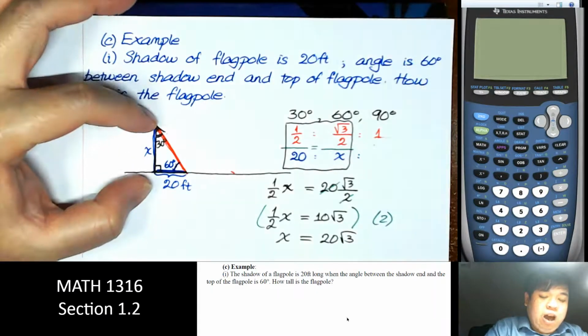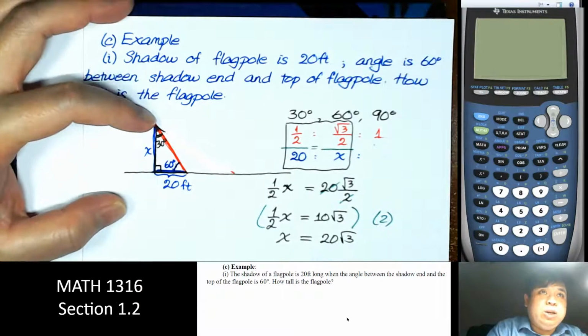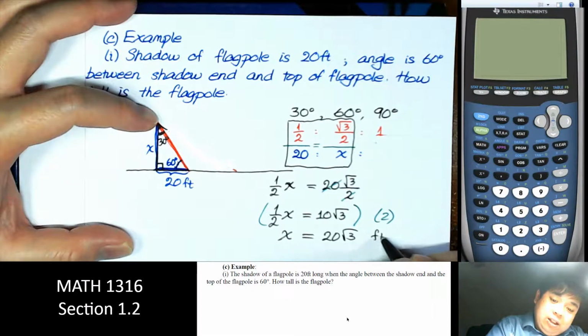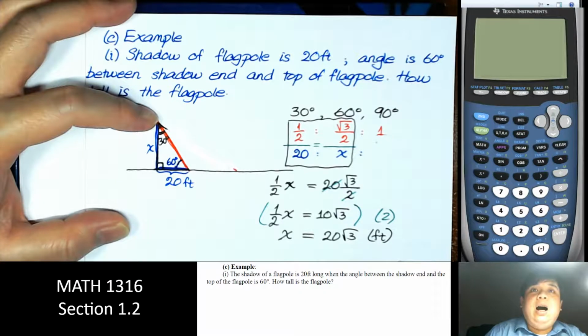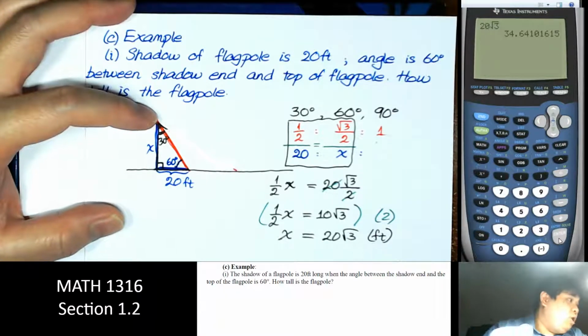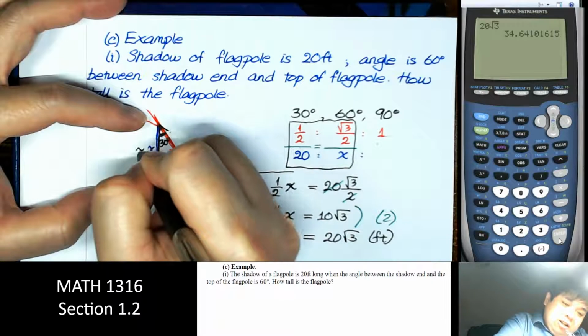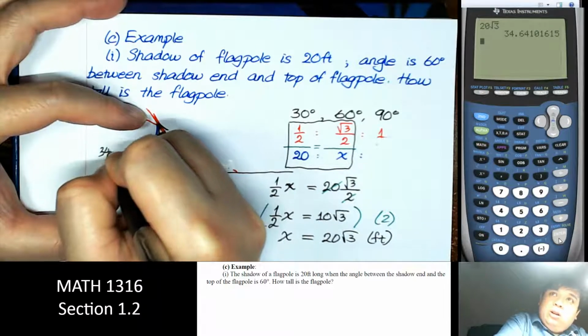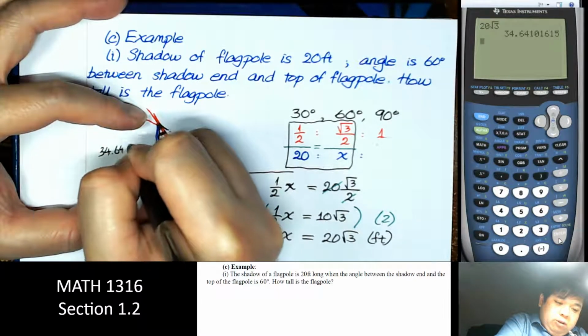So the height of the flagpole is 20 times square root of 3, and the unit is feet. Approximately, 20 times square root of 3 is about 34.64 feet. So the answer is about 34.64 feet.